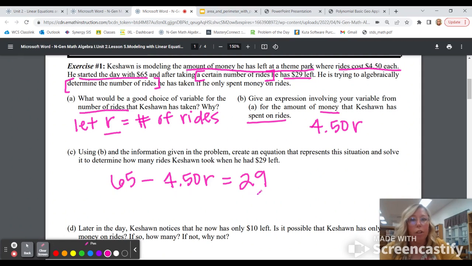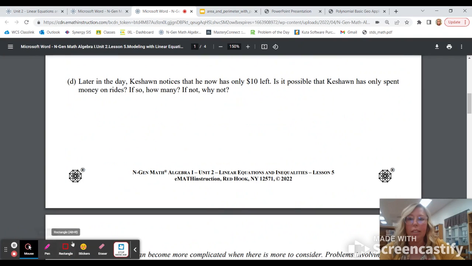All right, hopefully you've solved this equation for R and should have gotten R equals 8, which would mean that he rode 8 rides in that day. There's the bell. Let me finish up this video. We're just going to do one more section, and then, like I said, you're going to do the next 2 exercises on your own. All right, so we got R equals 8 on our last one.